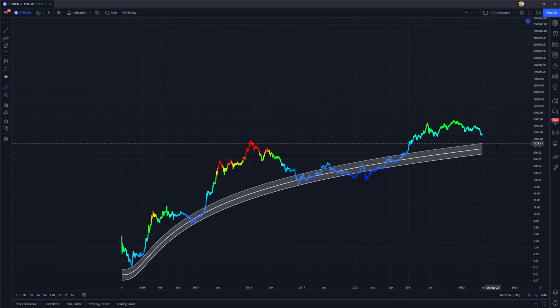By the way, currently the upper bound is at $1,138. The midline is at $819, and the lower bound is at $558.